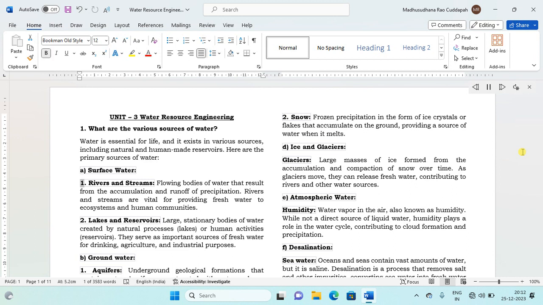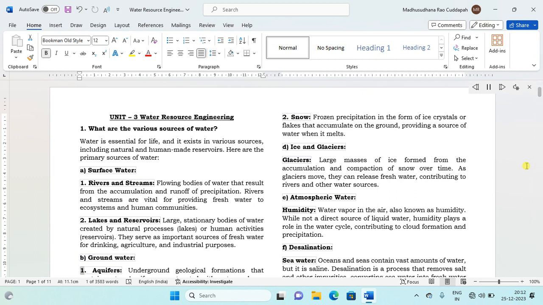A. Surface water. 1. Rivers and streams, flowing bodies of water that result from the accumulation and runoff of precipitation. Rivers and streams are vital for providing fresh water to ecosystems and human communities. 2. Lakes and reservoirs, large, stationary bodies of water created by natural processes (lakes) or human activities (reservoirs). They serve as important sources of fresh water for drinking, agriculture, and industrial purposes.